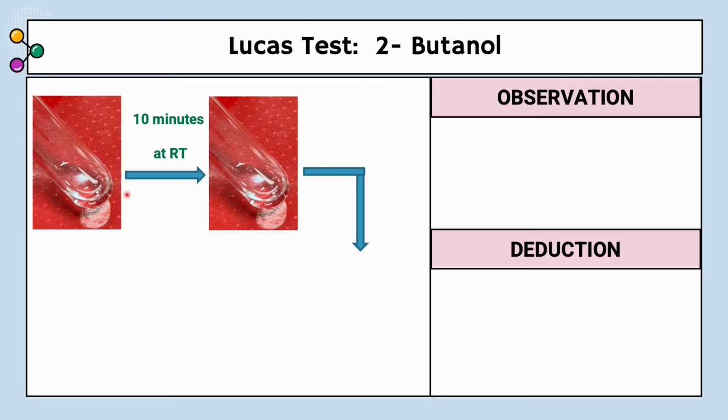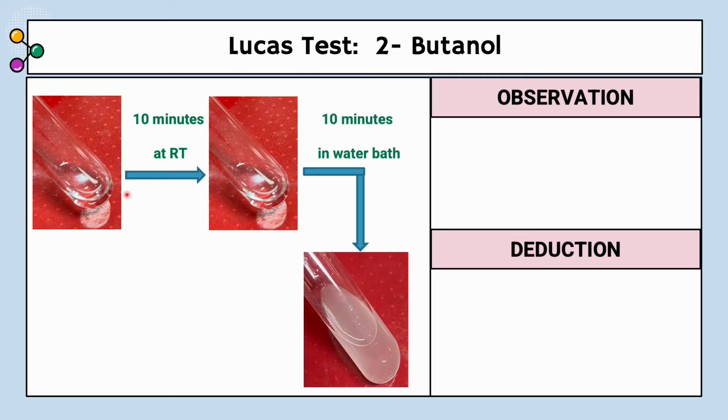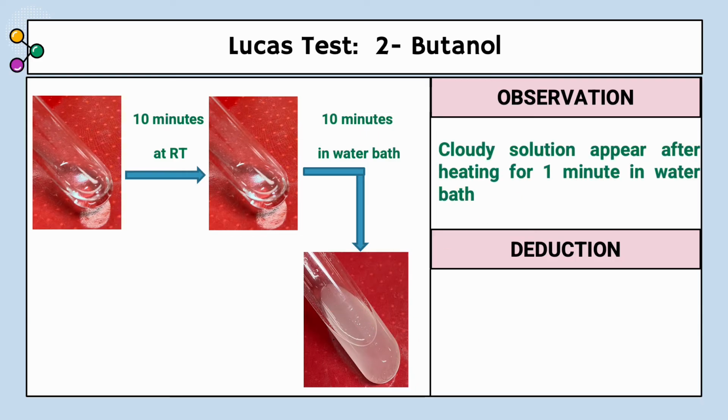Okay, for 2-butanol, after you put in the water bath for 10 minutes, awak akan nampak cloudy solution to appear within the first 1 minute. So observation awak adalah cloudy solution appear after heating for 1 minute in a water bath. So deduction yang awak boleh buat adalah 2-butanol is a secondary alcohol. Sebab awak tengok 2-butanol ni, after awak heat dia react quicker compared to 1-butanol.